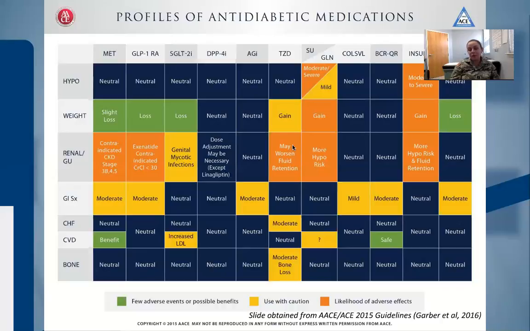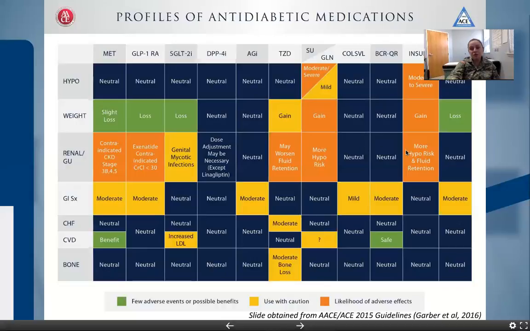Glyburide is absolutely a contraindication. ACE and the American Diabetes Association both recommend against using glyburide because of its association with such high hypoglycemia, especially in elderly patients with renal failure. These two classes are not generally prescribed: Clovisel and bromocriptine.